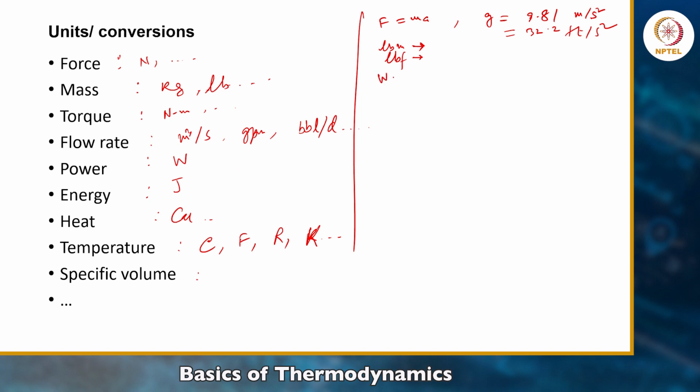Work done, W equals F into distance. Distance can be in meters, W is in joules, and force is in newtons. If force is constant and distance is varying, then W can be in the integral form, integral of F dx.